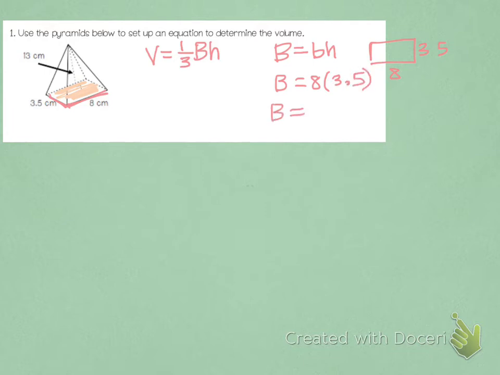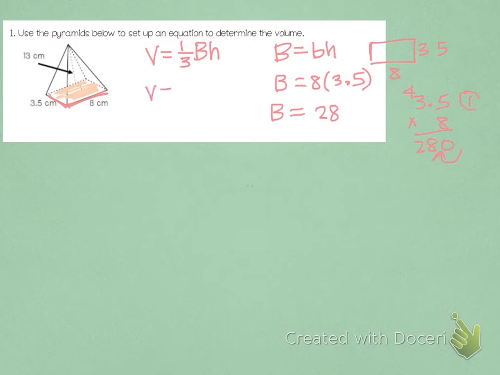And then big B equals 3.5 times 8. That's one number to the right of the decimal. 5 times 8 is 40. And then 8 times 3 is 24, plus 4 is 28. And then we bring one number back in, and that's 28. Okay, so that's the area of our base.